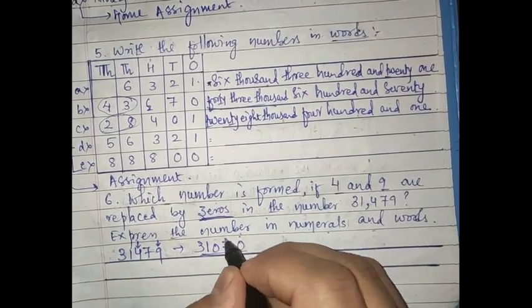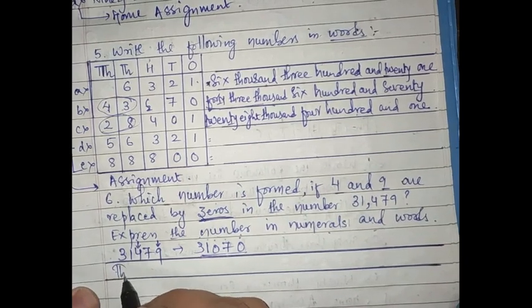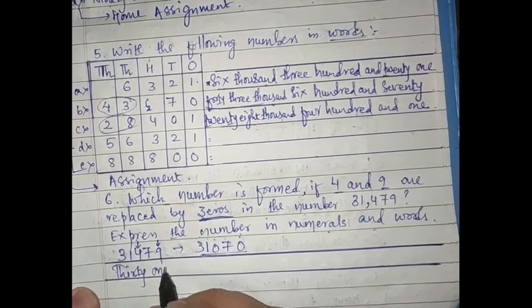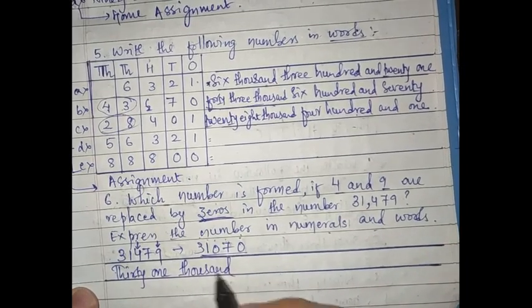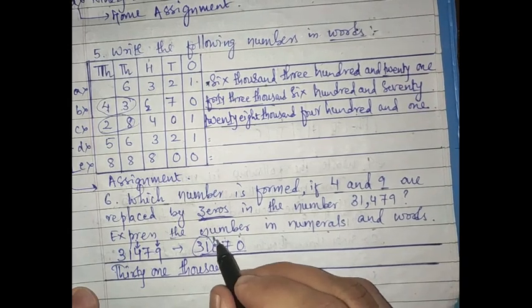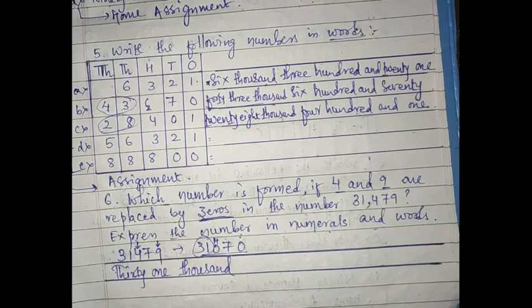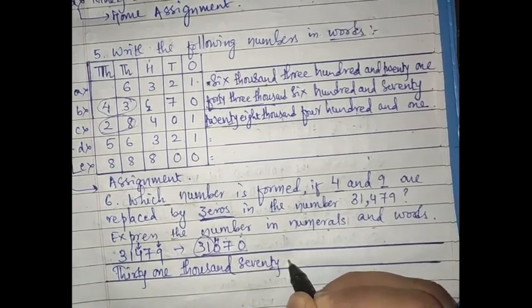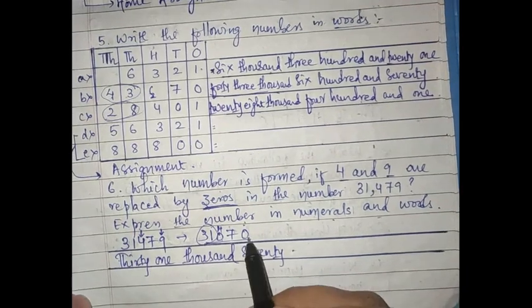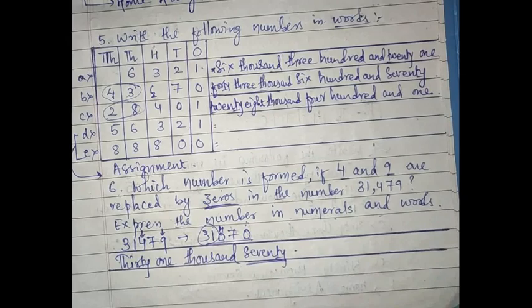So it is in ones, tens, 100, 1000, 10,000. So what are you going to write? 31,000, because it is in the 10,000 position, and in the 100 position there is 0, so we are not going to write anything. We are going to write directly 31,070. That's all, because in the ones position it is 0, so only 70. Alright, I hope you are clear with this.